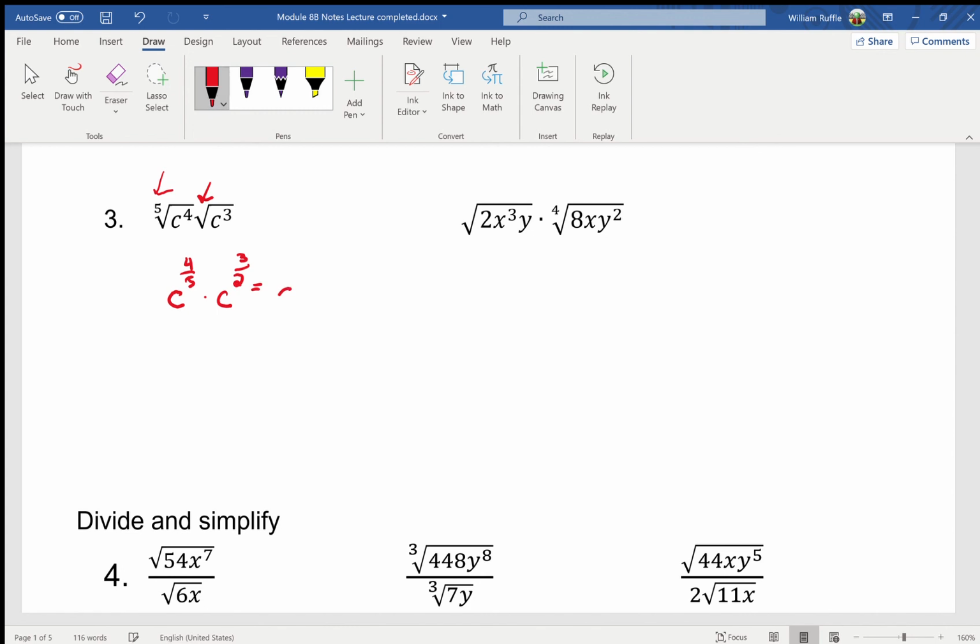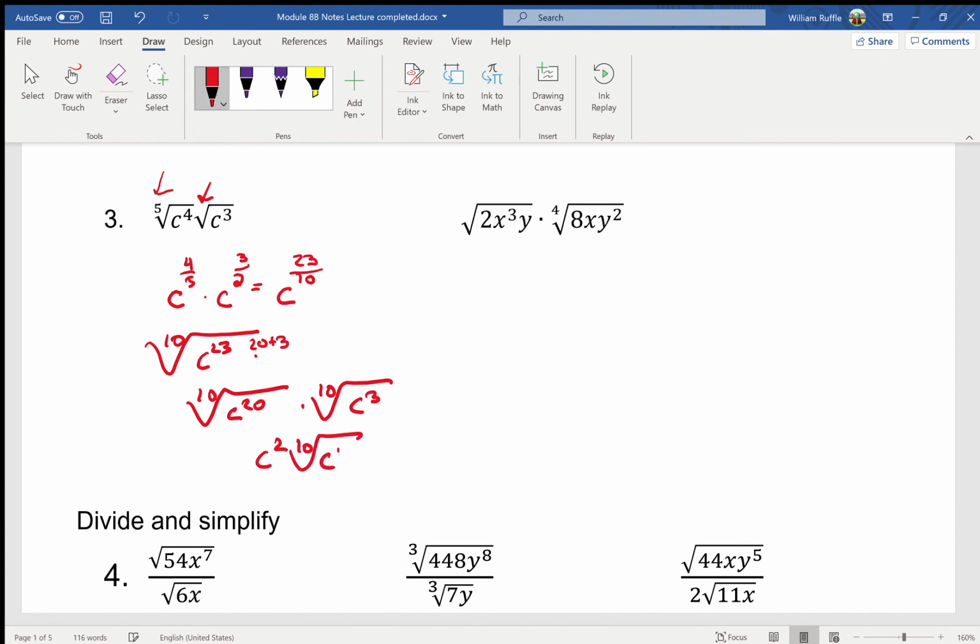Now what's nice about this, when I add them together, I just have to add those fractions together. When I add them up, I get 23 over 10. So if I want to write it back, it's the 10th root of c to the 23rd. Now, 23 is not divisible by 10, so I want to split this into 20 plus 3. So the c to the 20th, 10th root of c to the 3rd. 20 divided by 10, so that's c squared, the 10th root of c cubed.